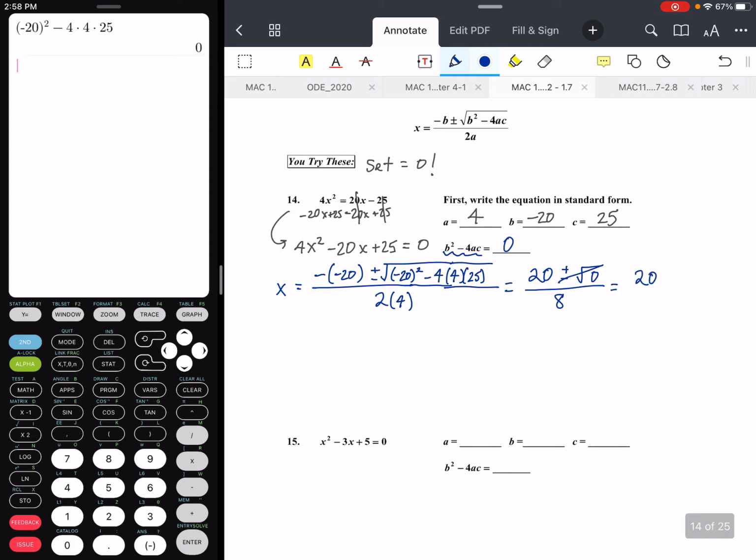So now we're down to 20 over 8. And simplifying this, I can see that 20 and 8 are both divisible by 4. So if I take 20 and divide it by 4, that gives me 5. 8 divided by 4 gives me 2. So I have my solution, my one single rational solution, 5/2.